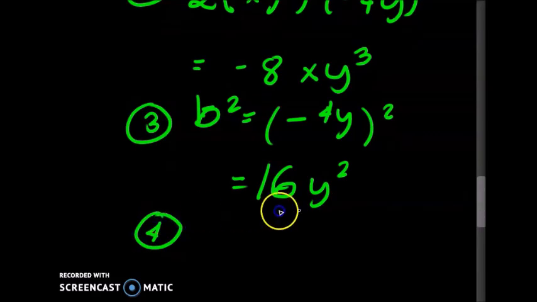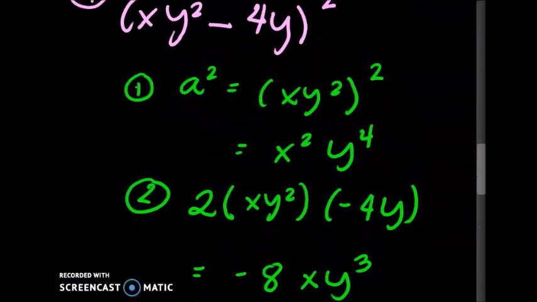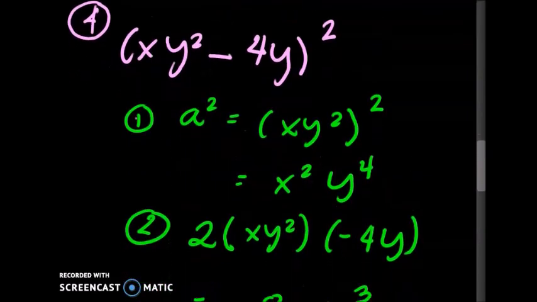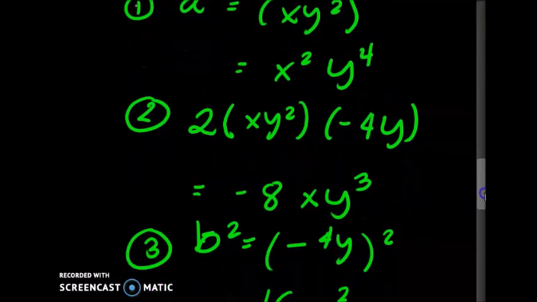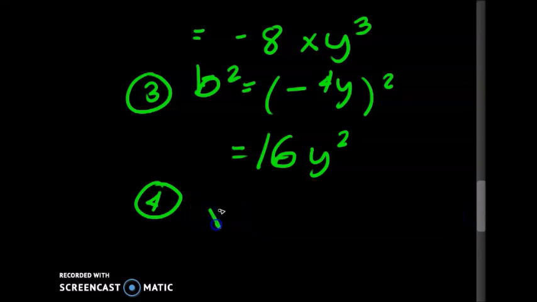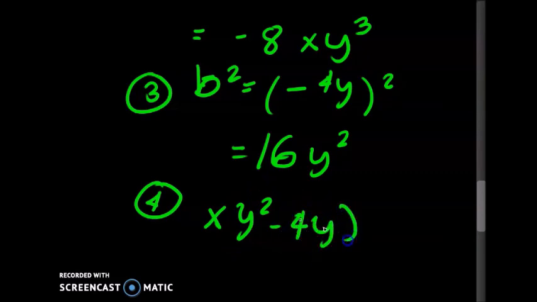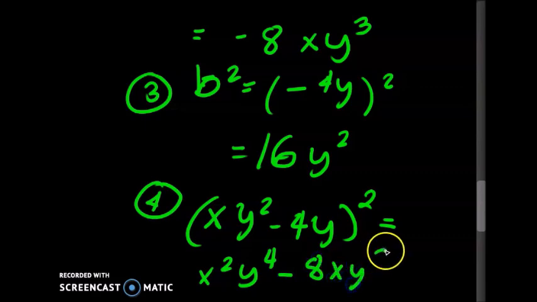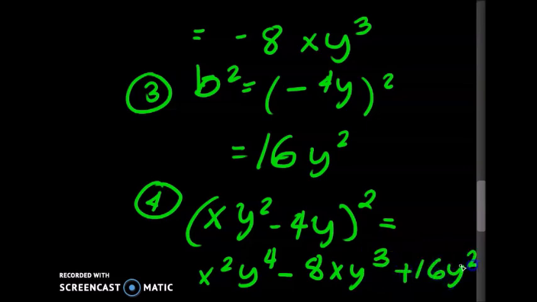And now to our last step, which is combining all the answers that we have already answered. So (xy² − 4y) raised to the power of 2. The final answer should be x squared y raised to the power of 4, minus 8 x y raised to the power of 3, plus 16y squared. I hope you understand it.